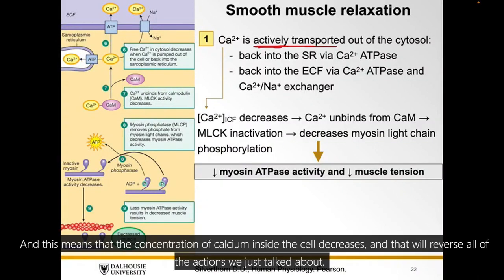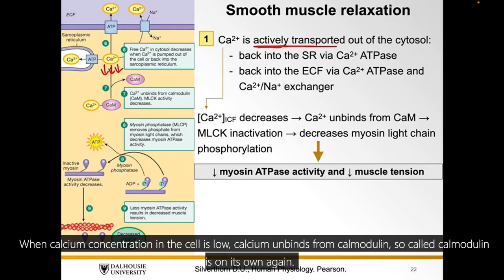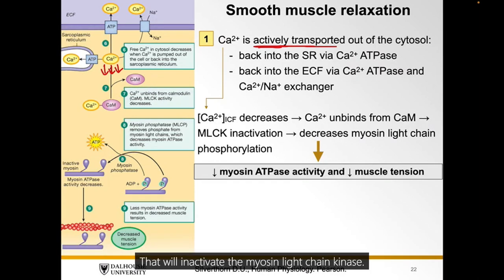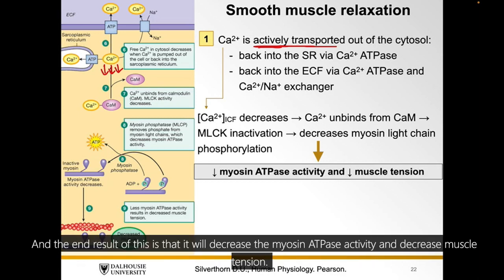And this means that the concentration of calcium inside the cell decreases, and that will reverse all of the actions we just talked about. When calcium concentration in the cell is low, calcium unbinds from calmodulin, so calmodulin is on its own again. That will inactivate the myosin light chain kinase, therefore decrease myosin light chain phosphorylation, and the end result of this is that it will decrease the myosin ATPase activity and decrease muscle tension.